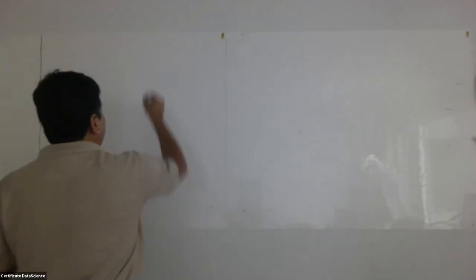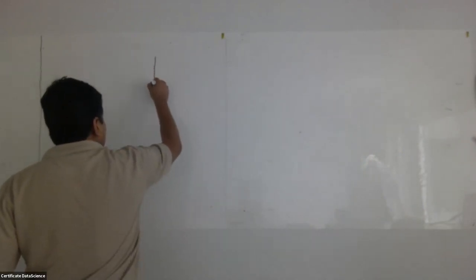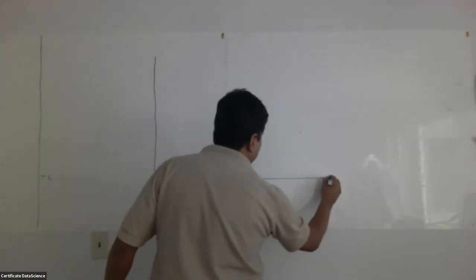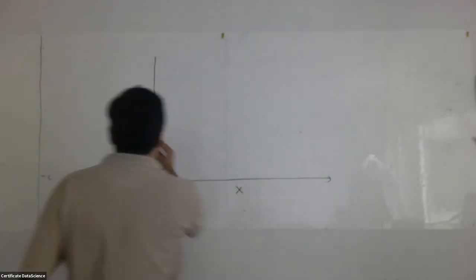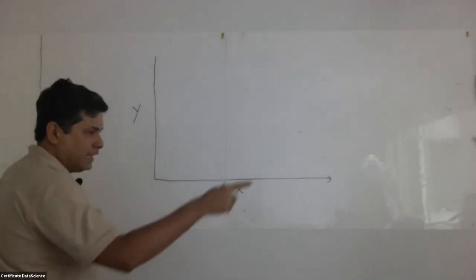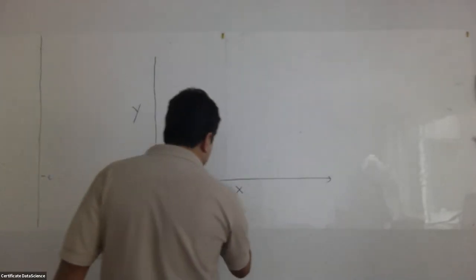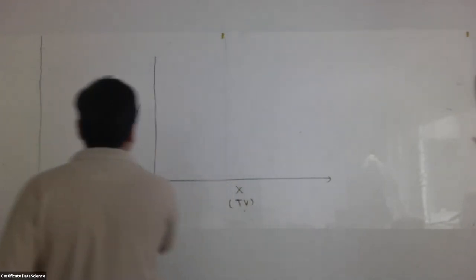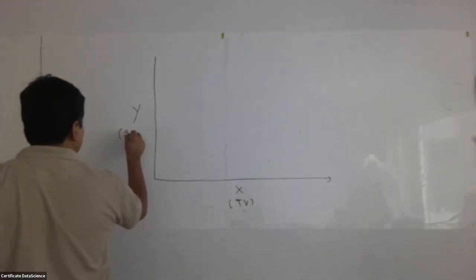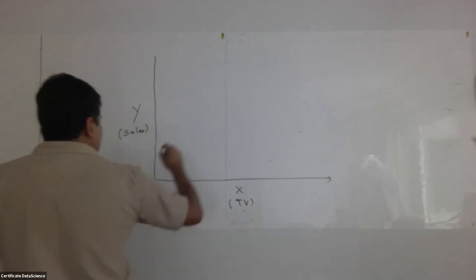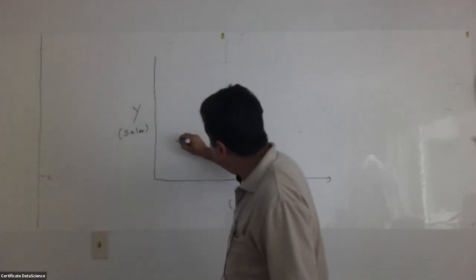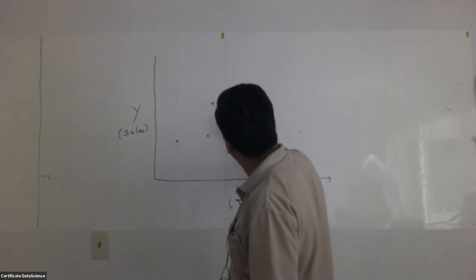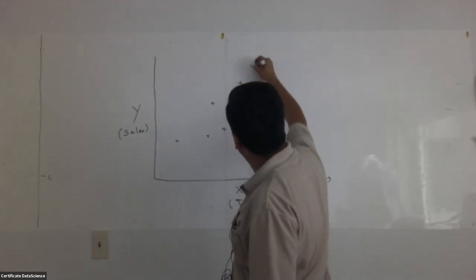So here is what we have. I have an axis, and you can call it XY. In our case, it is TV budget, and this is the sales. And suppose these are our data sets. They are never on a nice line.